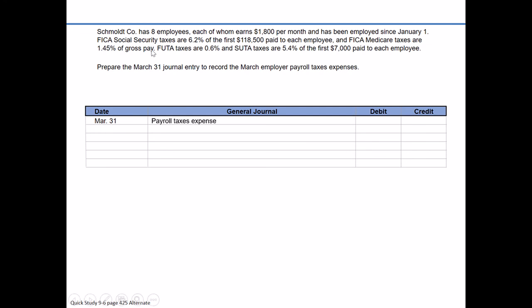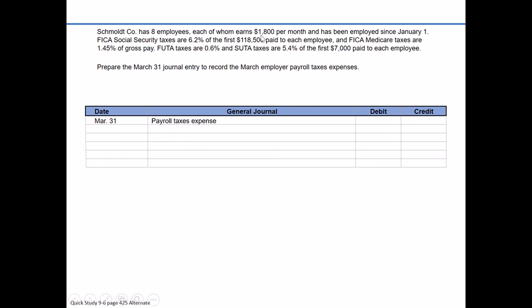So the employer also is going to take that 6.2% and multiply it times the wages. Now there's a caveat, and usually there's a limit. It says it's only applied to the first $118,500 paid to each individual employee. So what do I take the 6.2% times? 118,500 or what they've actually earned? Let's figure out whether or not the limitation applies.